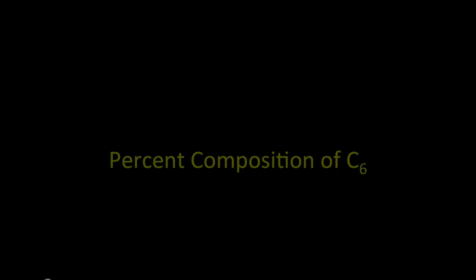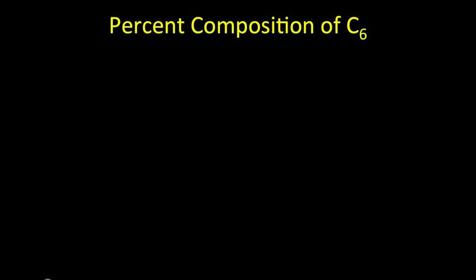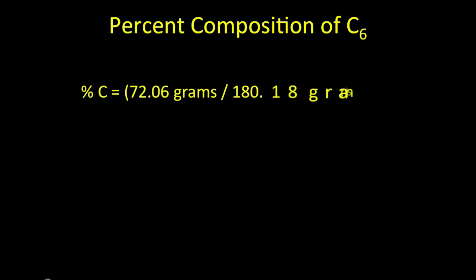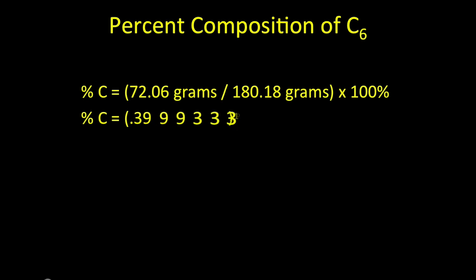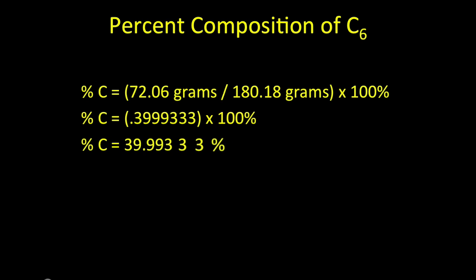First, we'll find the percent composition of carbon. The percent composition of carbon is the mass of the element divided by the mass of the compound times 100. We get 0.3999333 and multiply this by 100. When rounded, we get 40% for the percent composition of carbon.